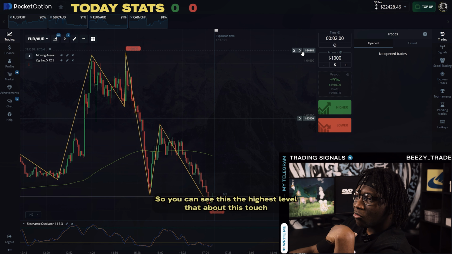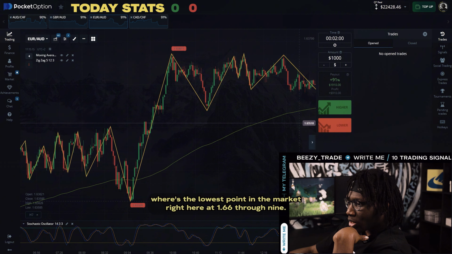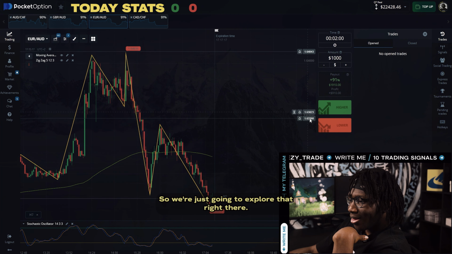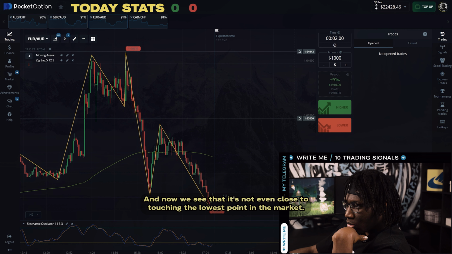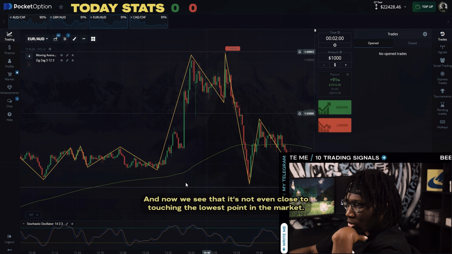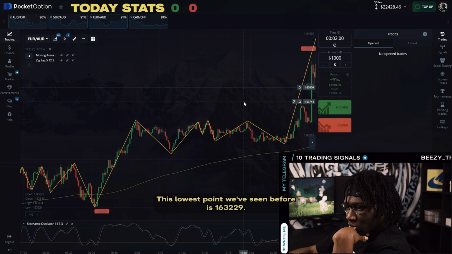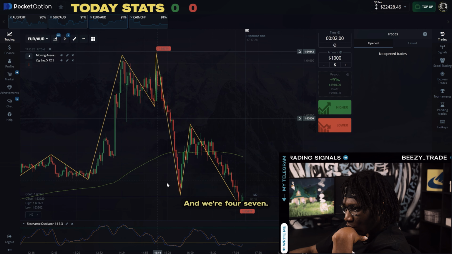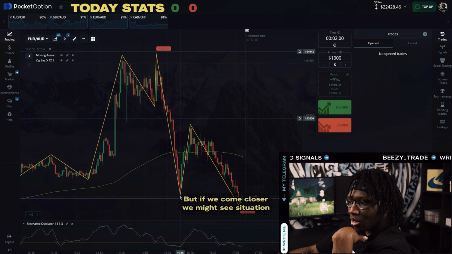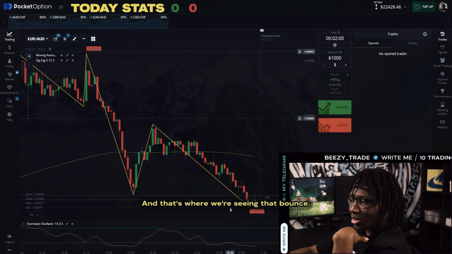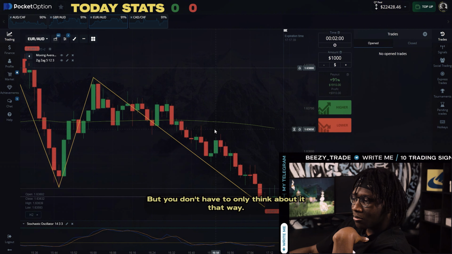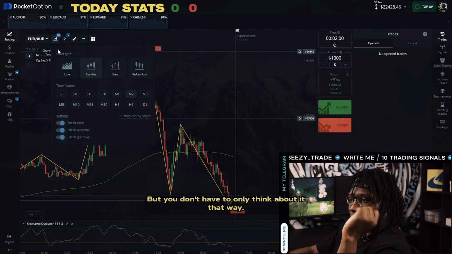Now we're looking for where's the lowest point in the market, right here at 1.629. So we're just gonna draw with that right there. And now we see that it's not even close to touching the lowest point in the market. Because the lowest point we've seen before is 163.229, and we're at 4.7 right here. But if we come closer, we might see a situation where the support line might be drawn here, and that's where we're seeing that bounce. But we don't have to only think about it that way.